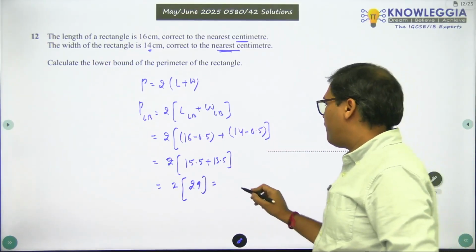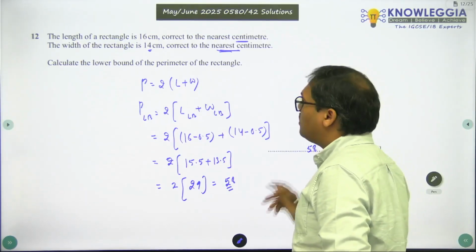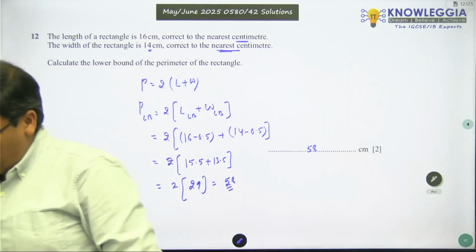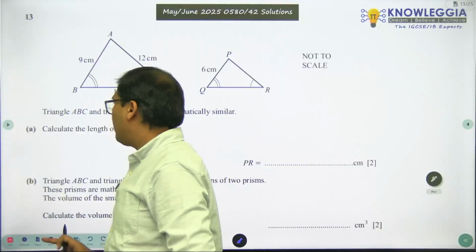Right? So this is 58. So what is the answer? 58 centimeter is the lower bound. This is 58, the lower bound of this. Okay. So this is again easy, how to write the lower bound and upper bound.